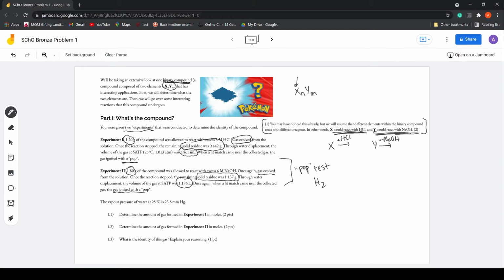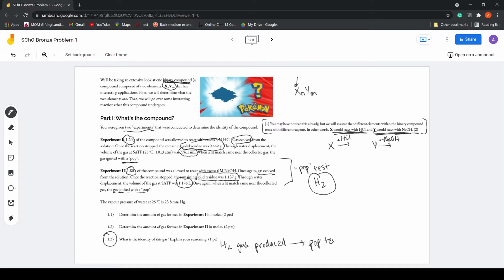But either way you figure this out, whether the pop test or looking at metals reacting with acids, you should find that hydrogen gas is the gas produced, and that's actually the question of 1.3. So 1.3 is hydrogen gas. H2 gas is produced, and why? Basically, the pop test.